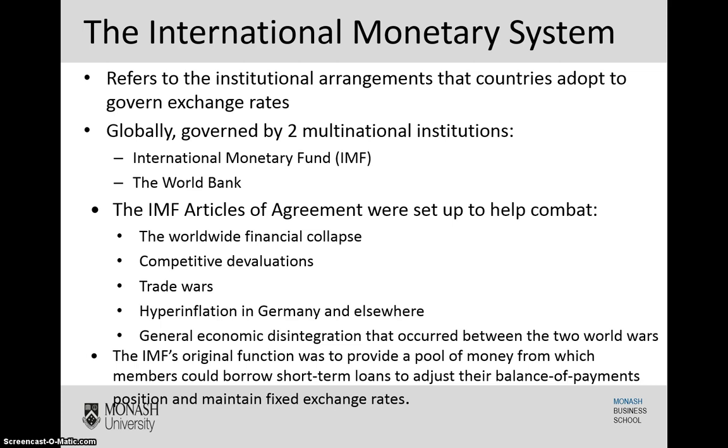These trade wars were going on, the hyperinflation that we'd spoken about in Germany and many other countries around the world, and just a general economic disintegration, effectively, that we'd seen in this period between the two world wars.